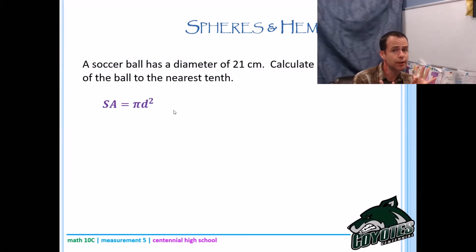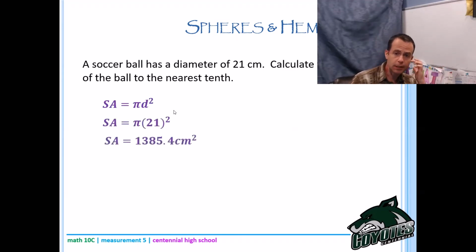So don't get stressed over which one to use. Use whichever one makes the most sense to you. So I plugged in 21 for D, and that's gonna give me 1,385.4 centimeters squared. I've rounded to the nearest tenth. I've made sure my units were centimeters squared. I'm good to go, okay?